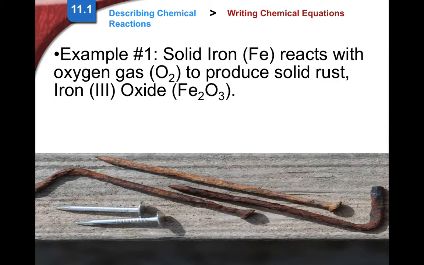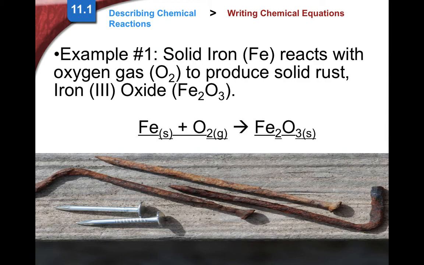Okay, so let's just do a couple examples. We're going to take a sentence and turn it into a skeleton equation. It says solid iron reacts with oxygen gas to produce solid rust, which is iron 3 oxide. When you write this down as an equation, you write Fe with a parentheses S, that means solid. This is a subscript, by the way, so it should be down in the bottom right-hand corner.